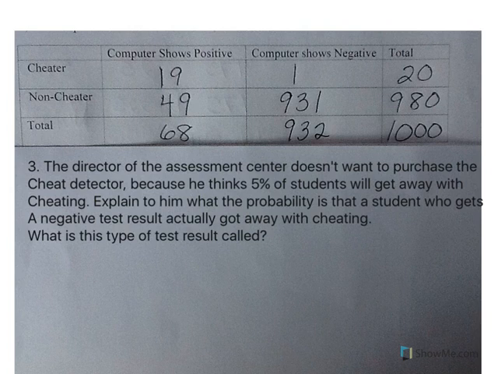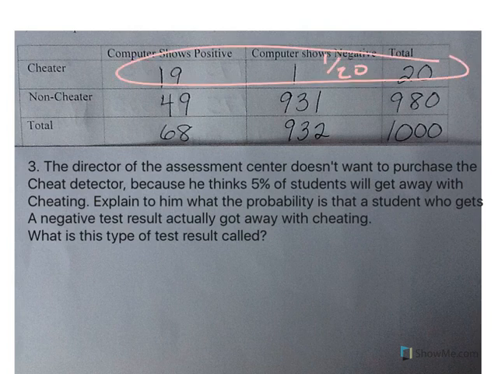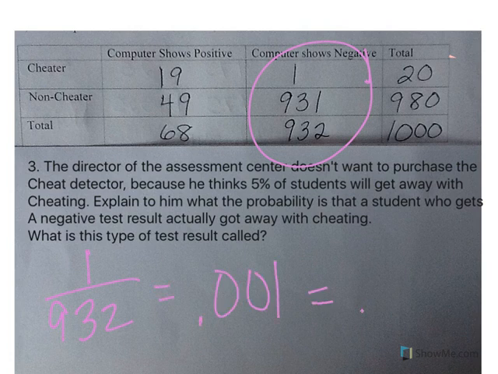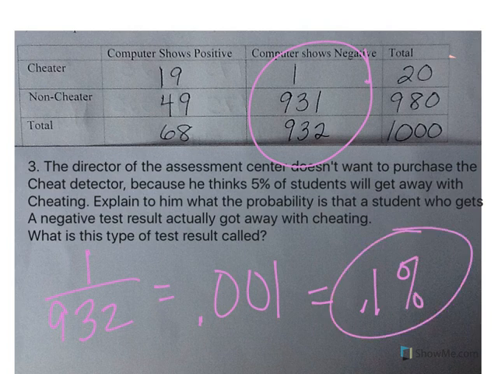Now, the director of the assessment center doesn't want to purchase the cheat detector because he thinks 5% of students will get away with cheating. Because when you look at this, 1 out of 20 is 5%. Explain to him what the probability is that a student who gets a negative test result actually got away with cheating. There are 932 people with negative test results. One of them got away with cheating. This is 0.001. That's 0.1%.